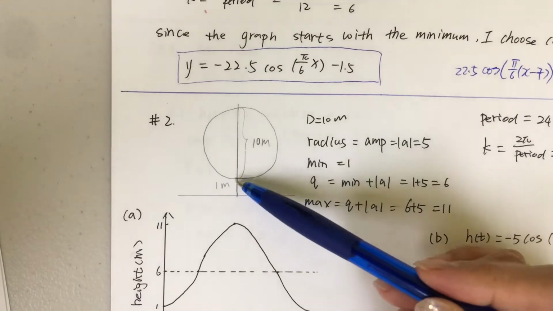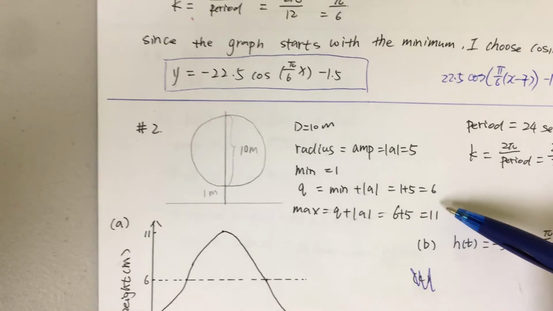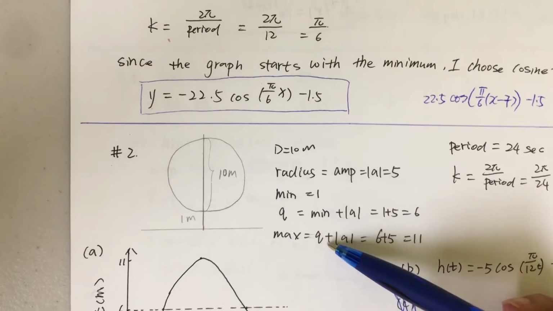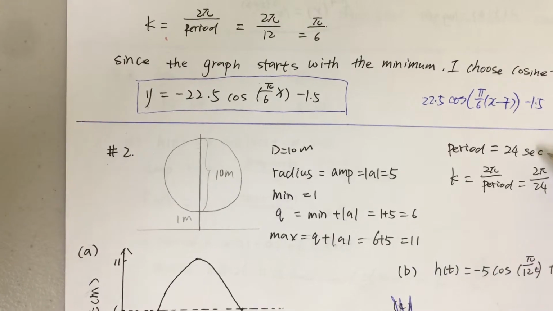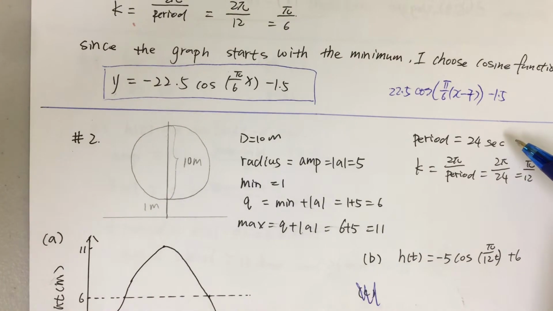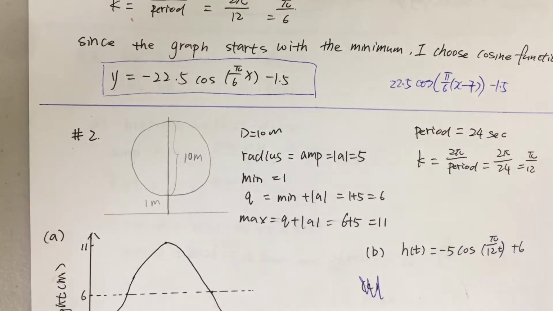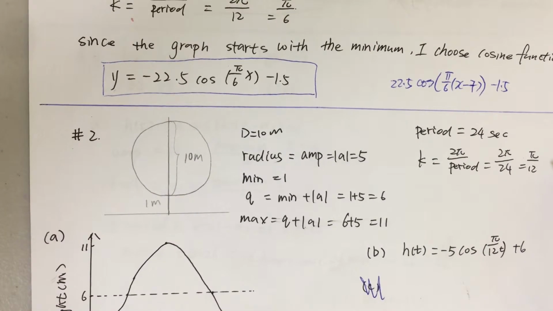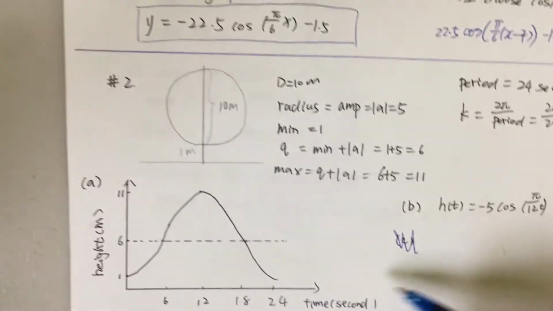The maximum will be the minimum plus the diameter, which is 11, and we can also use the Q value plus the absolute value of A, which also gives 11. The question gave us the period equal to 24 seconds, so the K value equals 2 pi over the period, which gives us pi over 12. And quickly sketch this, the height as the time goes by.